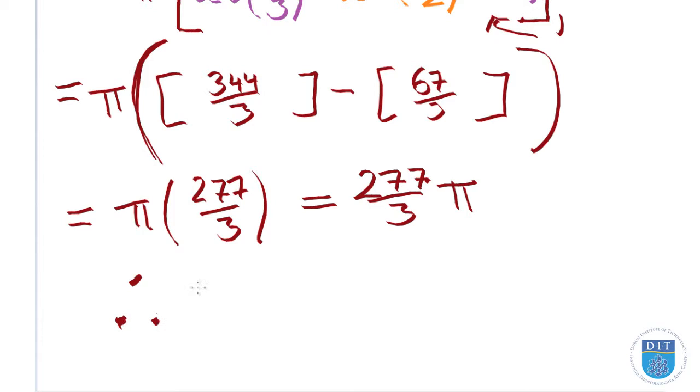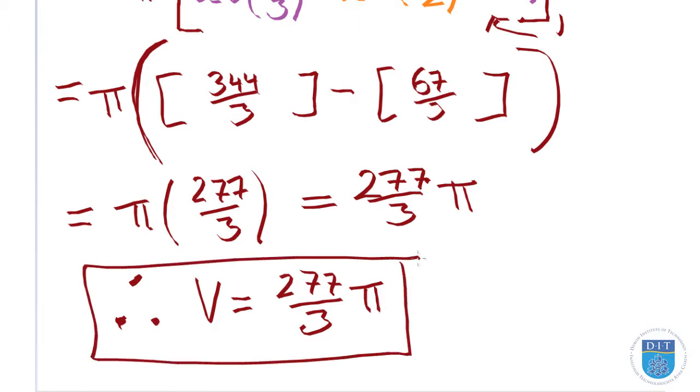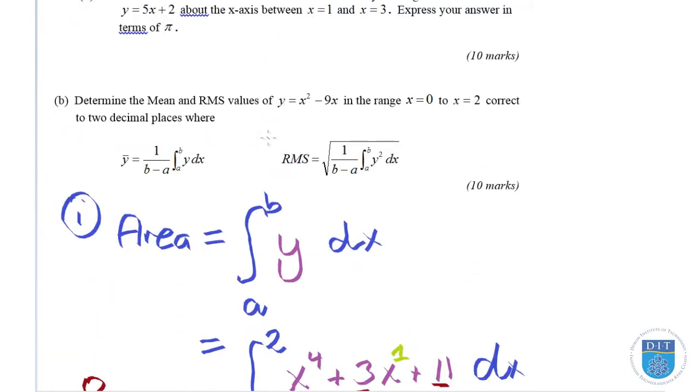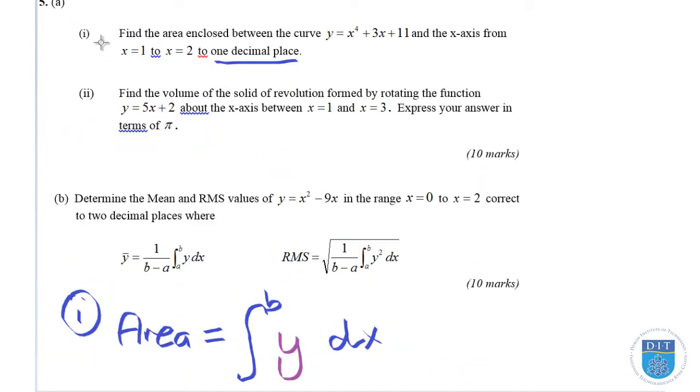Therefore, V for volume equals 277 over 3 pi. Put a little square around that there. Finally, the mean and RMS question. I'll take it down. 2 seconds.